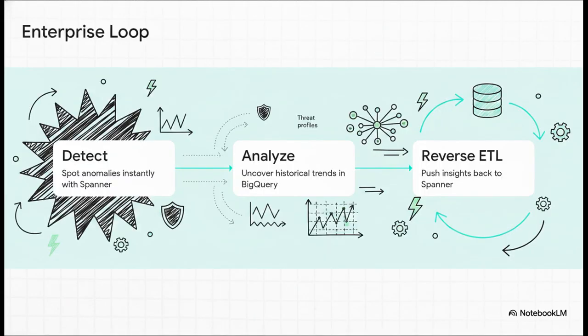This whole setup creates the ultimate enterprise feedback loop. Step 1, you detect anomalies instantly on the front lines using Spanner Graph. Step 2, you analyze the deep historical trends and blast radius of those anomalies using BigQuery Graph. Step 3, you use reverse ETL to push those new insights and threat profiles directly back into Spanner for real-time action. It's essentially a continuous, self-improving engine for your entire business.